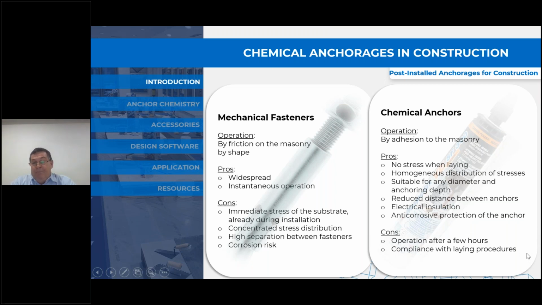When you look at chemical anchors, by adhesion, the pros: there's no mess when laying, the homogeneous distribution of stress, which you'll see shortly, suitable for any diameter and anchoring depth, and it reduces the distance between anchors required, electrical insulation, and also anti-corrosive protection of the actual anchor. So it's encased in a protective material. I guess the cons: operation only after a few hours, so it takes time for the curing to occur, and also compliance with the laying procedures.